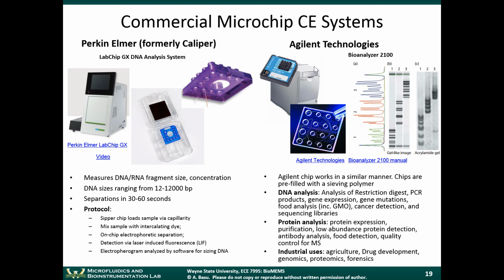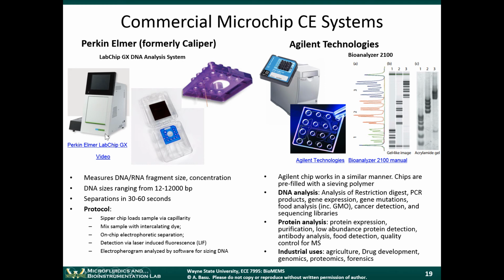Agilent Technologies, both these companies are based out in California, also has a microfluidic chip used for capillary electrophoresis and DNA separations. These products measure DNA and RNA fragment size and also their concentration. You can deal with DNA sizes ranging from 12 to 1,200 base pairs, and you can do separations in 30 to 60 seconds. Again, traditional electrophoresis with gels takes tens of minutes. So there's a huge advantage here.